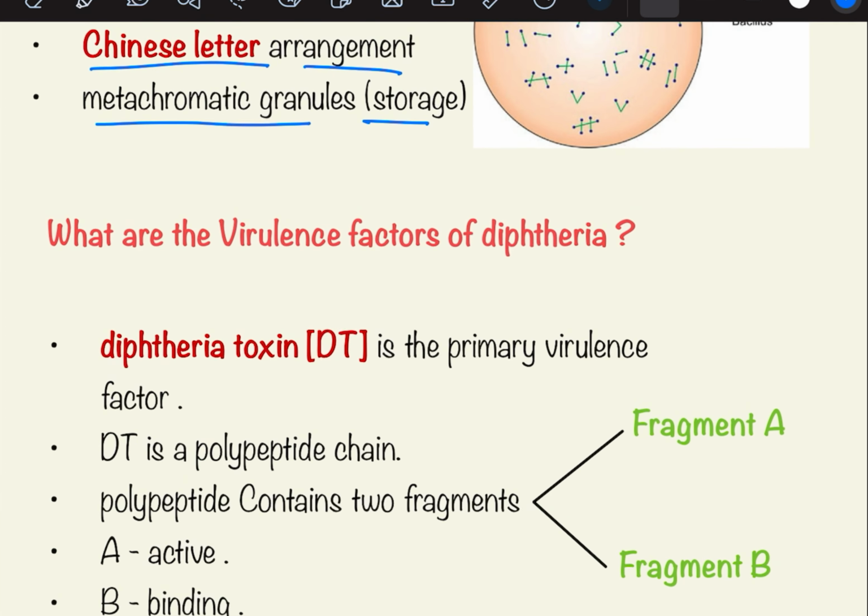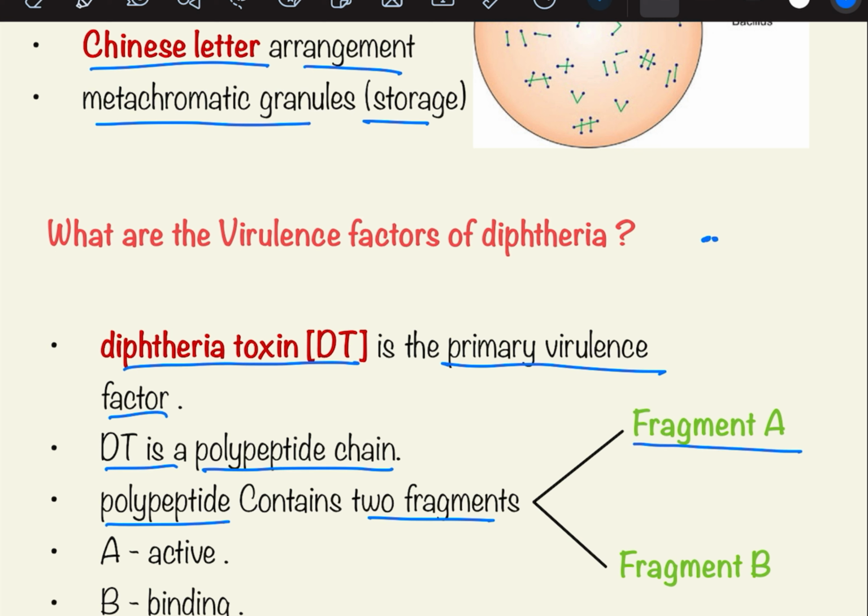What are the virulence factors of diphtheria? How does Corynebacterium diphtheriae cause the disease? It releases a toxin called diphtheria toxin, DT, which is the primary virulence factor. Diphtheria toxin is a polypeptide chain, which means it is made up of protein. The polypeptide chain contains two fragments, fragment A and fragment B. A is the active fragment, B is the binding fragment.